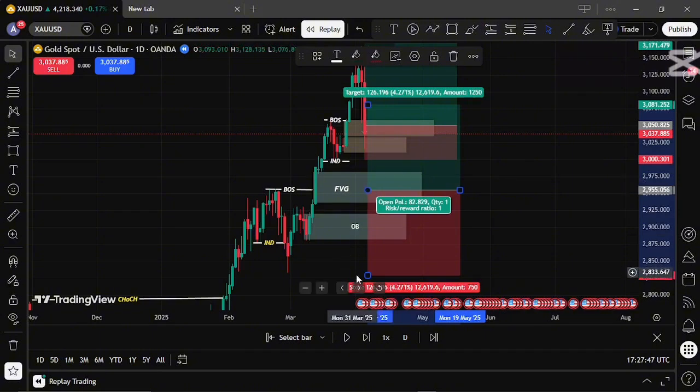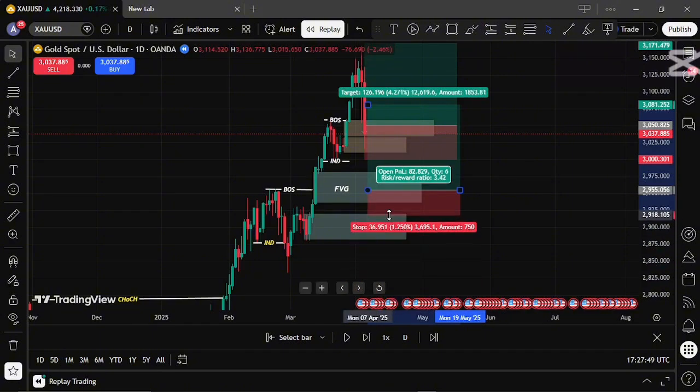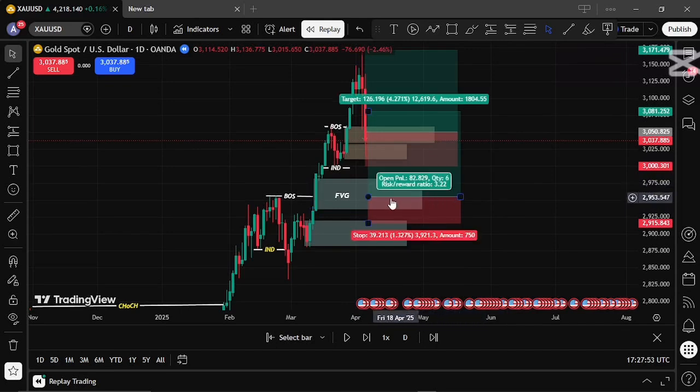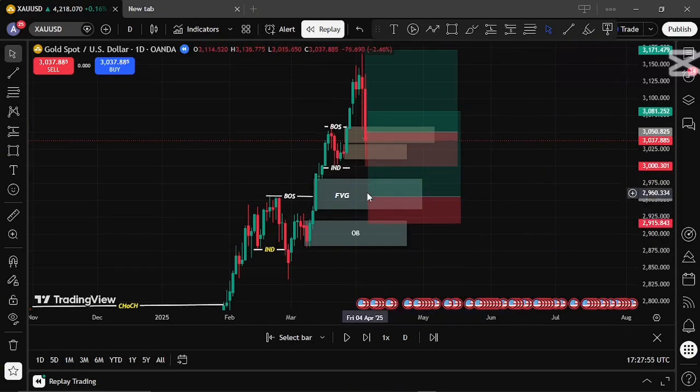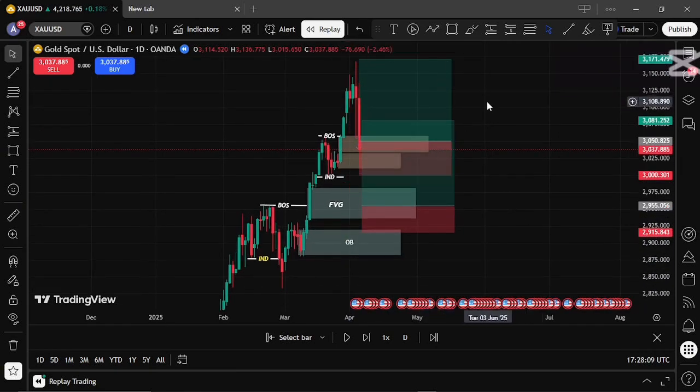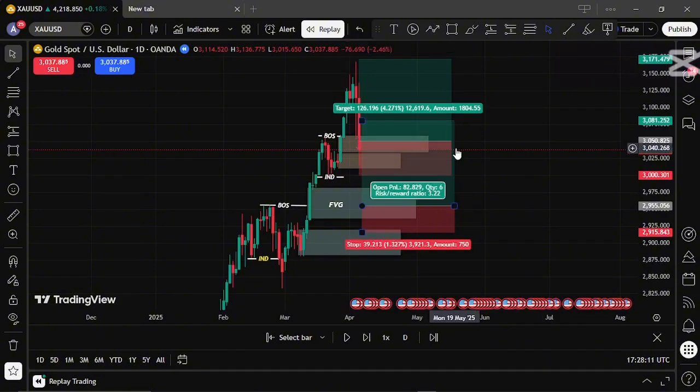I would put my stop loss towards the order block. Why? Because this is very confluential. The fair value gap is big in size. Not only that, we had a clean break of structure. Not only that, we had a strong move. So basically, we can see that all these guys had to be swept out.